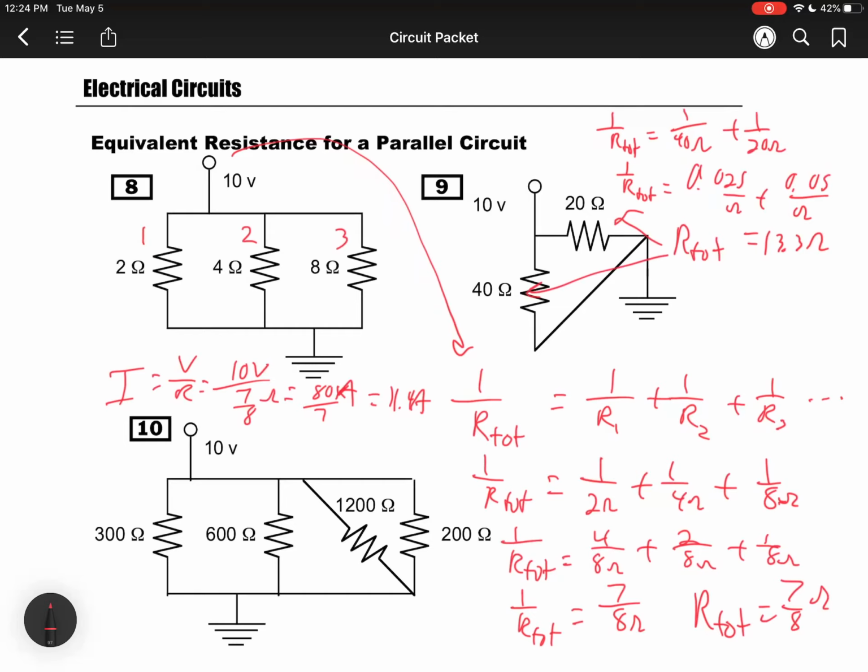Now this should be smaller than that or that, and it is because you have more possible paths. It's like having more hallways to walk through. It's easier for all those electrons to get through if there's more paths. So the total resistance should be lower. Current is voltage divided by resistance. So that's 10 volts divided by 13.3 ohms. That's 0.75 amps.